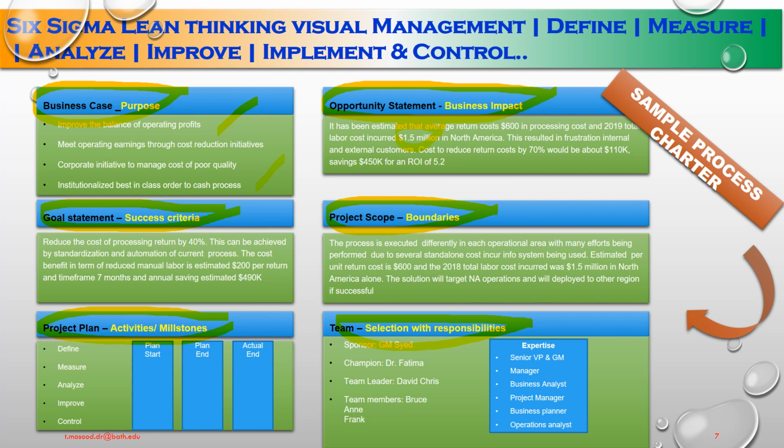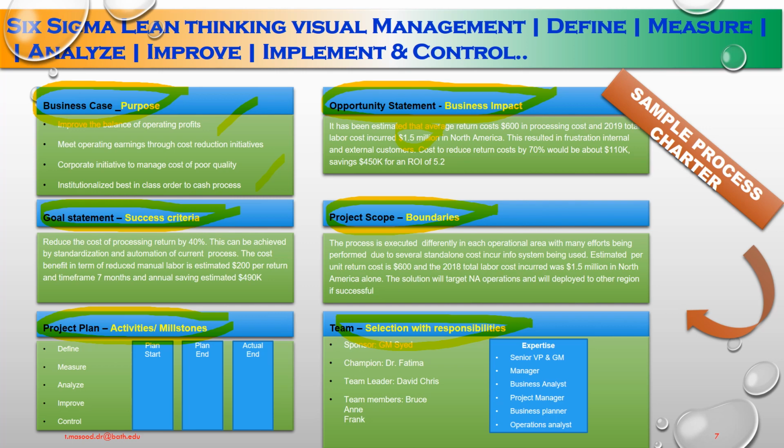Then number 4, what are the boundaries as far as the project scope is concerned? The process is executed differently in each operational area, with many efforts being duplicated due to several standalone info systems being used. The estimated per unit return cost is $600, and in 2018 the total labor cost incurred was $1.5 million in North America alone. This solution will target any operations and will be deployed to other regions if successfully implemented. That is the boundaries of the project scope.